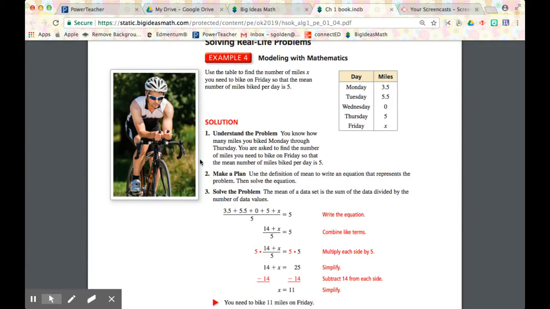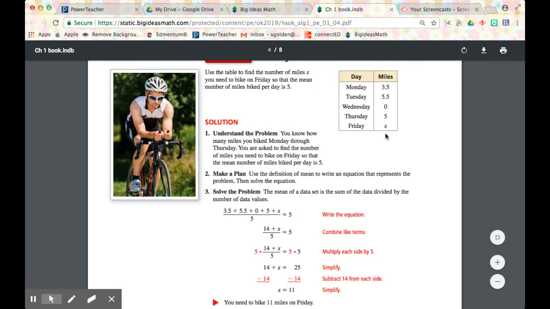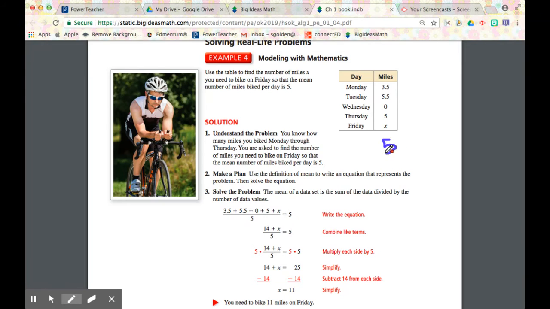Okay, so last example we're going to look at, example 4, says use the table to find the number of miles X you need to bike on Friday so that the mean number of miles biked per day is 5. The mean means your average. That's where you add up all the numbers and divide by how many numbers there are. So if we look here, we have Monday, Tuesday, Wednesday, Thursday, Friday. So we have a total of 5 days. That means if we added these up, whatever number we get, we would then divide it by 5 to get our average.